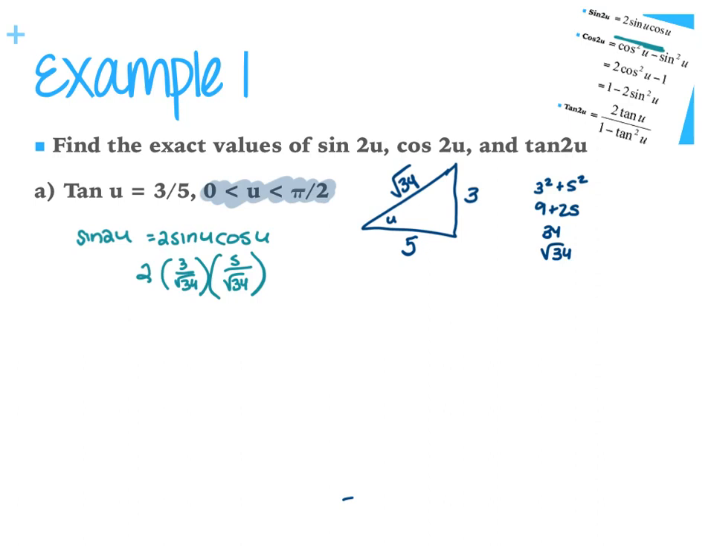So I can multiply straight out on my numerators. I get 2 times 3, which is 6, times 5, which is 30, over the square root of 34 times the square root of 34, which is 34, and that gets reduced to 15 over 17.